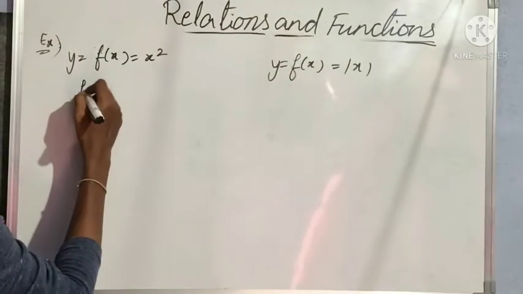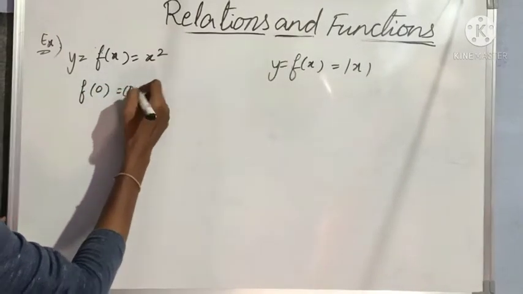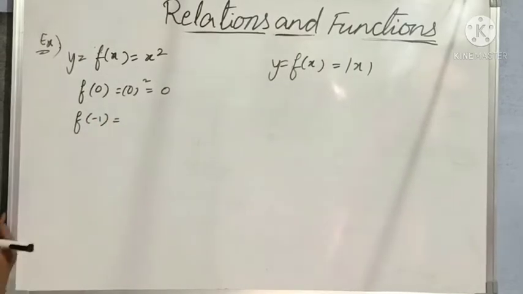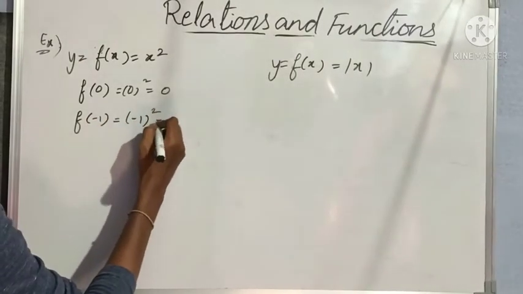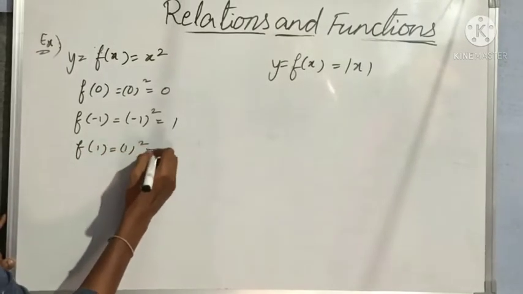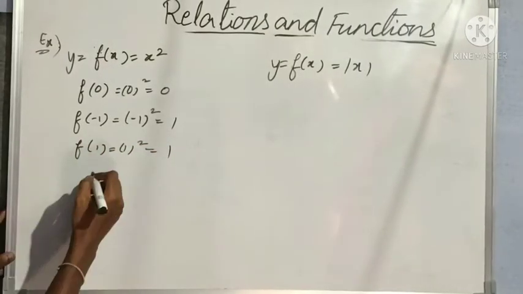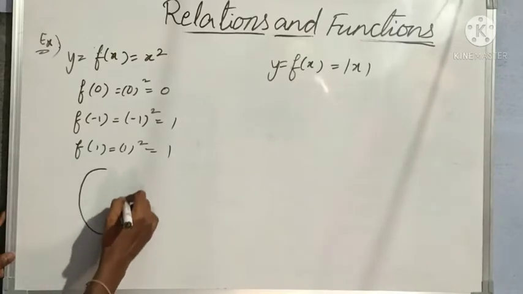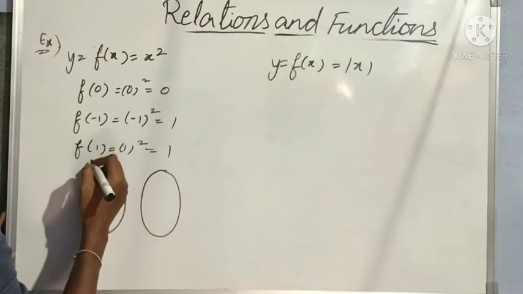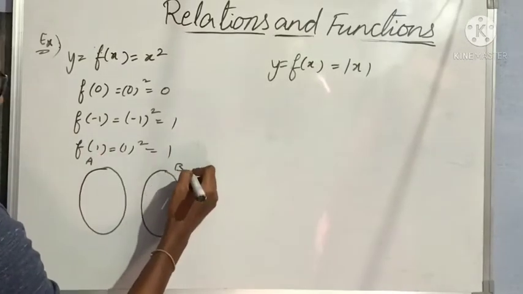If I consider f of 0, anyhow 0 square is 0. If I consider f of minus 1, it is nothing but minus 1 whole square, which is 1. In the same way, f of 1 is 1 whole square, which is also 1. So if I consider the set of values of this function in an arrow diagram, then this is set A and this is set B.